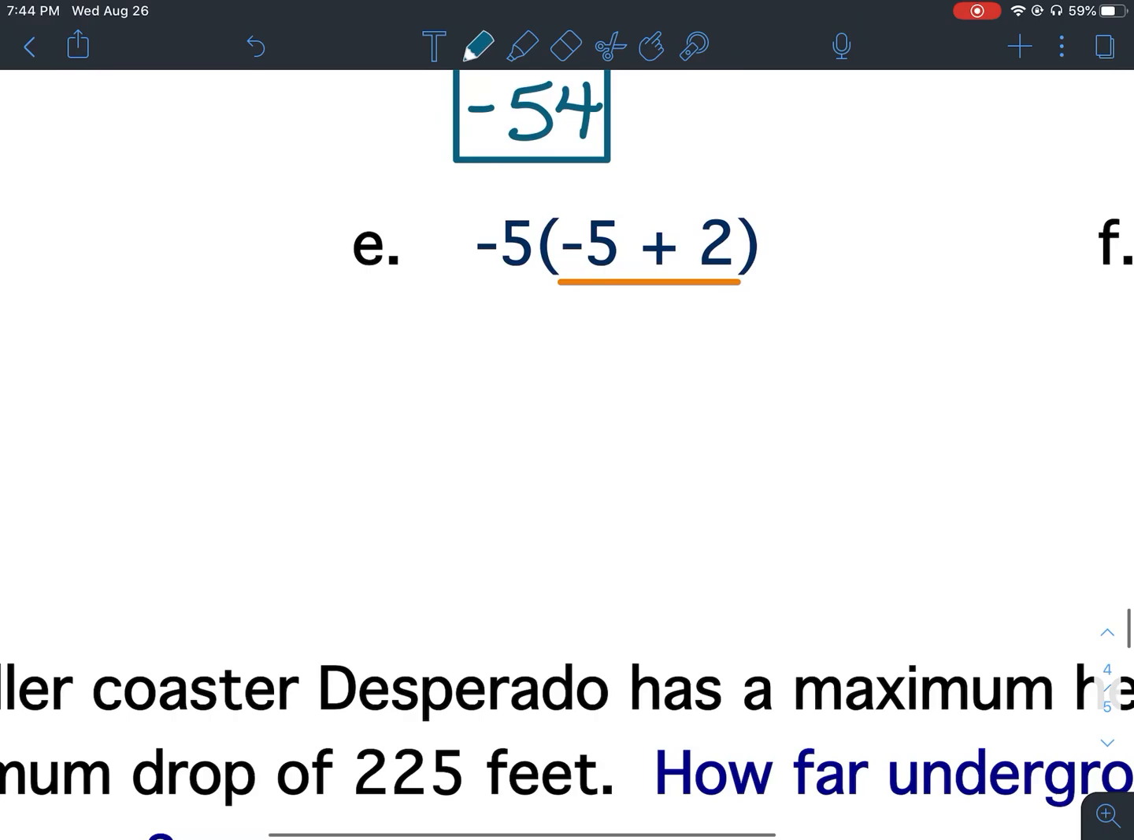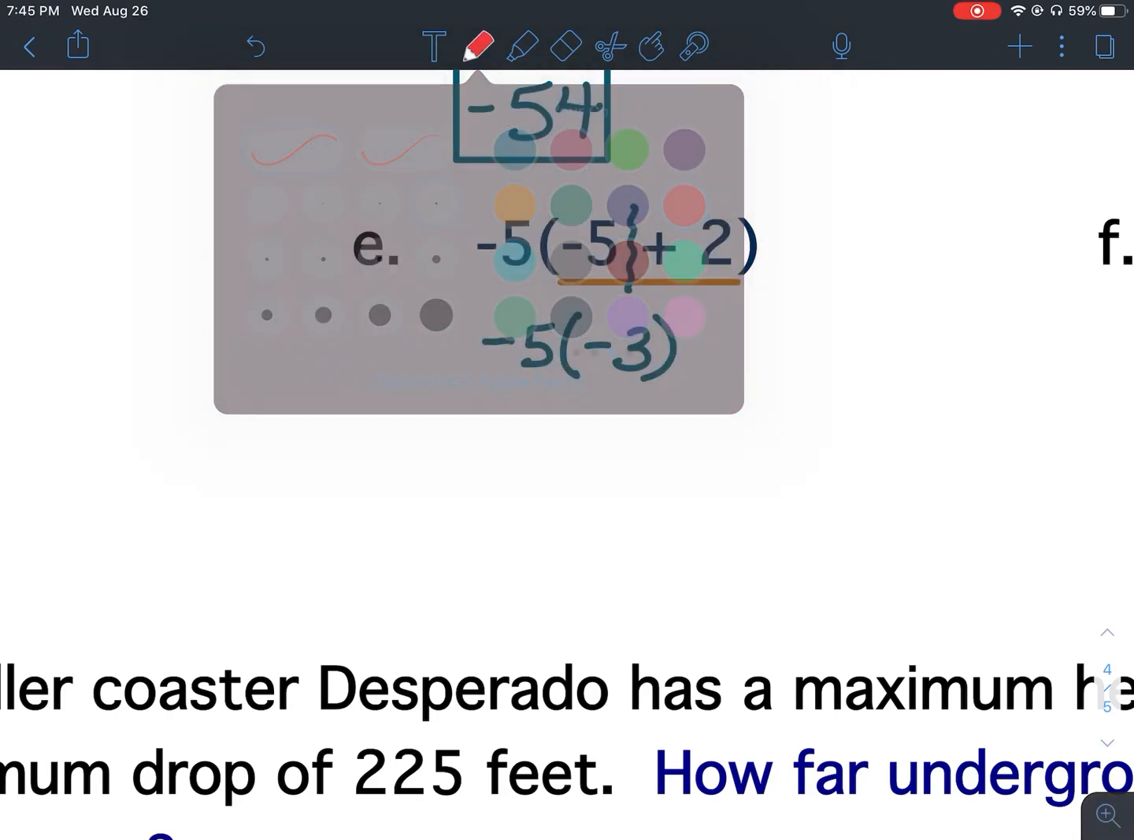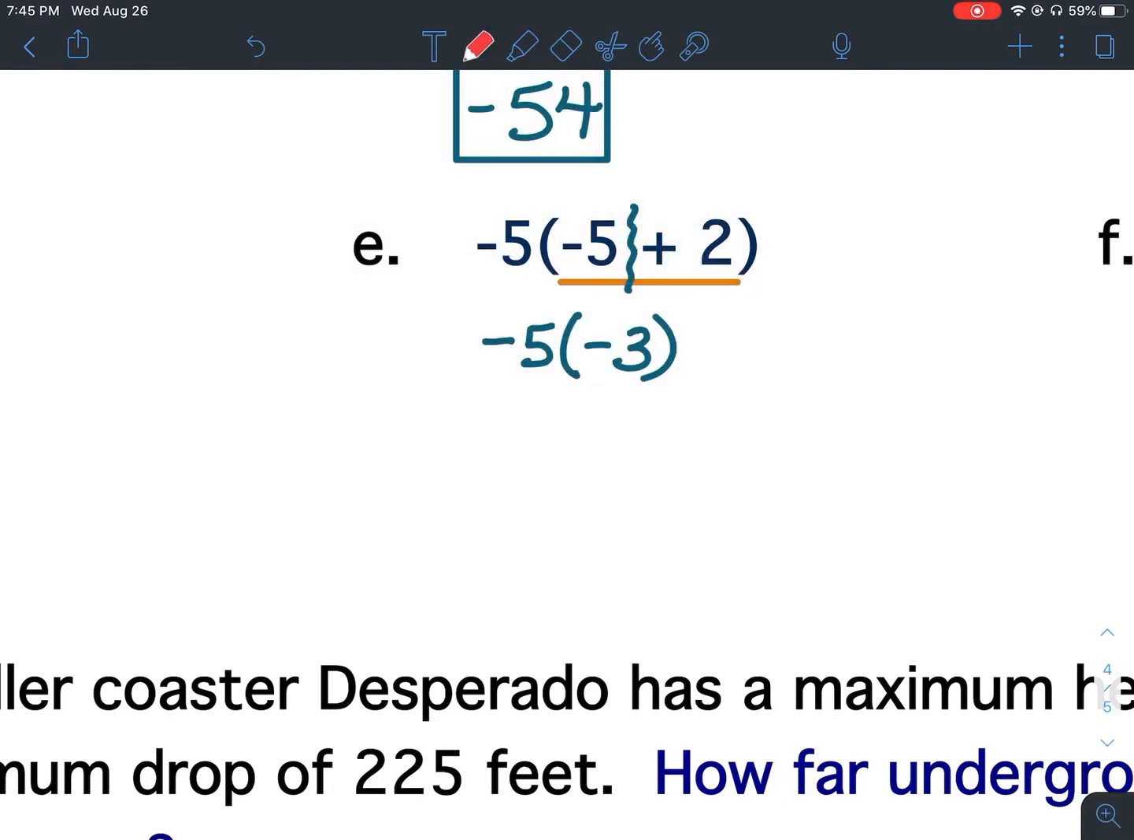For E, inside the parentheses, I've got a -5 and a +2. That means the signs are different. I'm going to subtract and keep the sign of the larger number. 5 minus 2 is 3. 5 is the larger number, so it would be -3. 5 times 3 is 15. We've got 2 negatives. That's an even amount of negatives, so my answer will be positive.